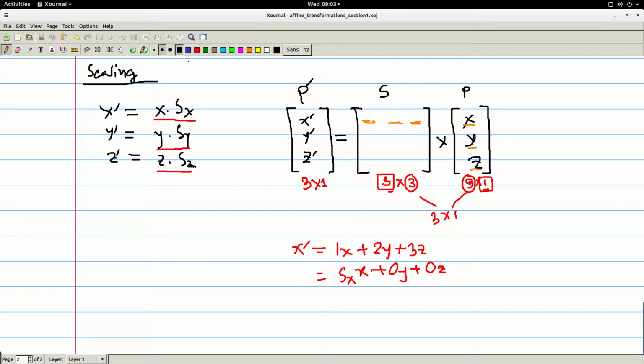So what should we put in over here? 1, 0, 0. That's not right. 1, 0, 0 will give you x prime equal to x only. Yeah, you're going to get this. But we want sx over here. Is that clear to everyone? That sx will be multiplied with x, 0 will be multiplied with y, 0 will be multiplied with z. If you understand this part, the rest should be pretty simple. What should be the entry for y prime?